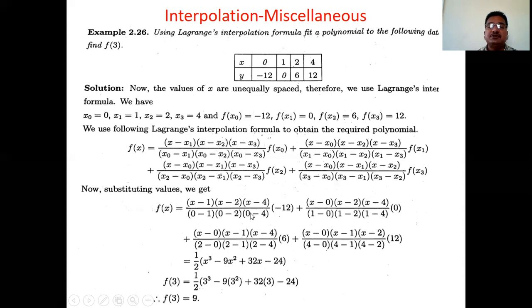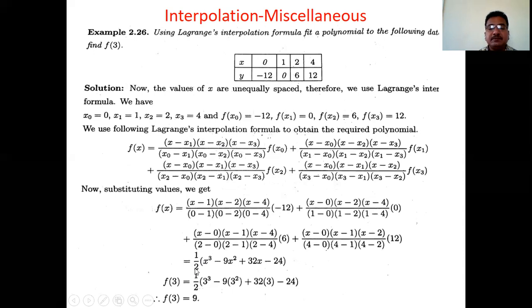So substitute the values of x as x, and all these values x0, x1, x2, x3, substitute all the values, and f of x0 is minus 12. So we have this answer, 1 by 2 x cube minus 9x square plus 32x minus 24, and this is the cubic polynomial which fits this data.